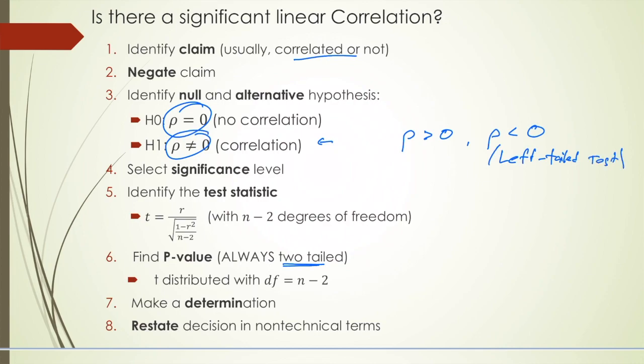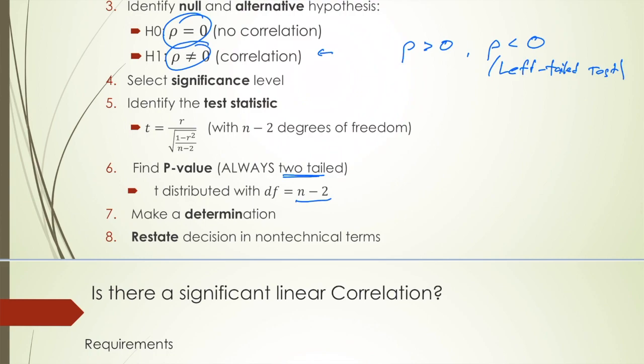But the degrees of freedom will be the same. That's n minus 2, and the test statistic is the same. So we identify the significance level, which, remember, the default is 0.05. And then there's our test statistic. It's a t-statistic, student t, with n minus 2 degrees of freedom. You find the p-value exactly as you would with any other t-test, and then you make your determination exactly as before, and restate it in non-technical terms.